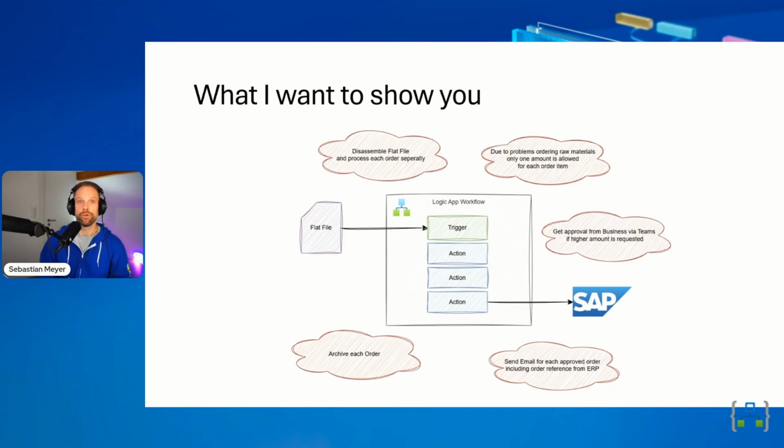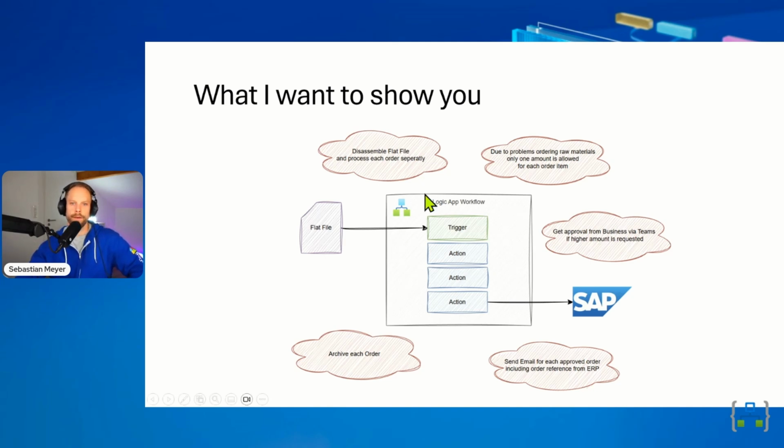And the scenario I want to show you is displayed on this slide here. So the scenario is we have a business partner which sends us a flat file with order information, which needs to be integrated into our SAP system. And we need to meet some requirements and business policies that can be changed at any time. First of all, the flat file you see here contains one or more orders, and we need to process each order separately. So that means we need some kind of parser logic or disassembler logic here.